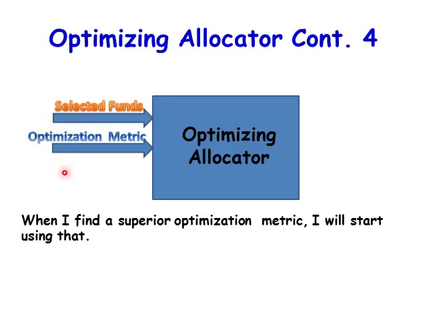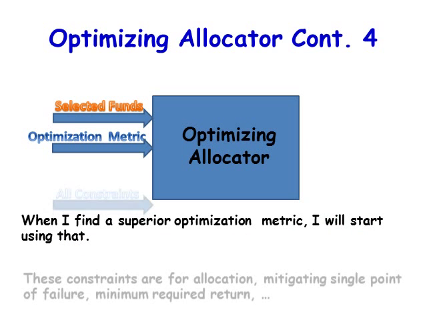When I find a superior optimization metric, I'll start using that. I'm using a proprietary metric right now, which I believe is trying to determine the skill of the portfolio manager of a fund. So if I find a superior metric, I will start using that.